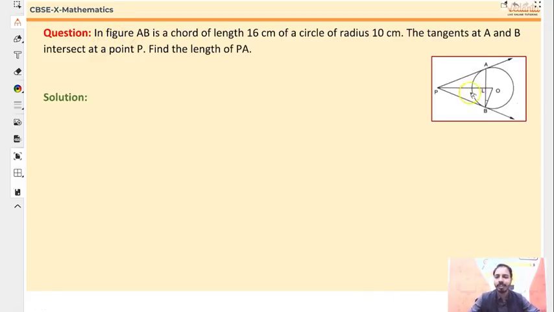It says in the figure AB is a chord of length 16 centimeters and the radius of this circle is 10 centimeters. So this is 10, and the tangents at A and B intersect at point P. Find the length of PE. You need to find the length of this. You can use the same concept we have learned here. What is given is AB as 16 and OB as 10, right?